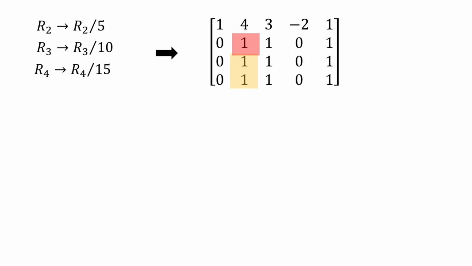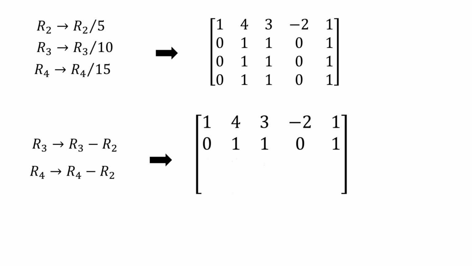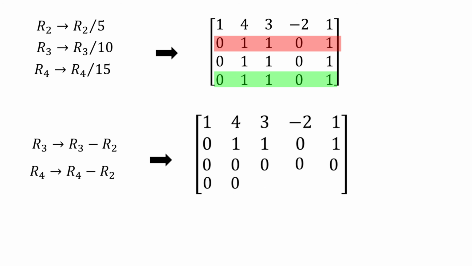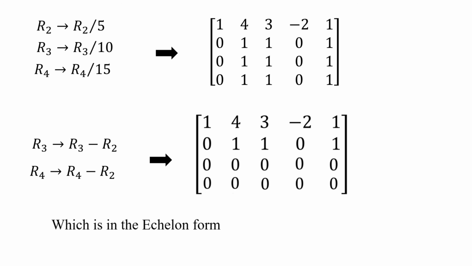So the operations will be R3 as R3 minus R2, R4 as R4 minus R2. So the first and the second rows will be written as it is. For the third row, we get 0 minus 0, 1 minus 1, 1 minus 1, 0 minus 0, 1 minus 1. For the fourth row, we get 0 minus 0, 1 minus 1, 1 minus 1, 0 minus 0, and 1 minus 1. The matrix is already reduced in echelon form.